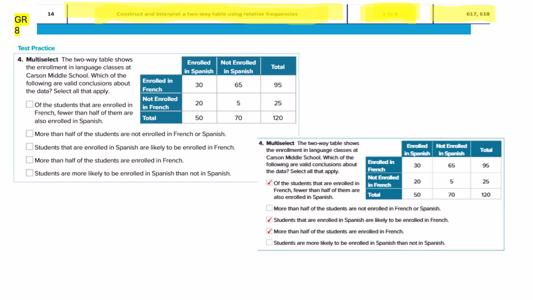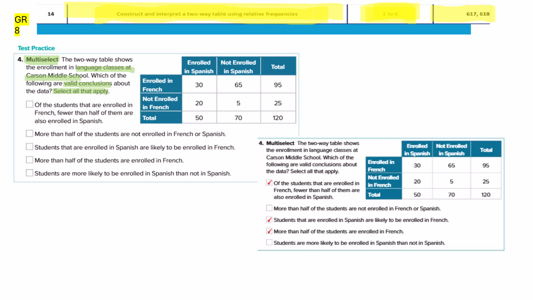Moving ahead. Here they ask you to multi-select. That means that there is more than one answer. The two-way table shows enrollment in language classes at Carson Middle School. Which of the following are valid conclusions? Select all that apply. So when you have to read a table, you can choose whichever one you want to go with.